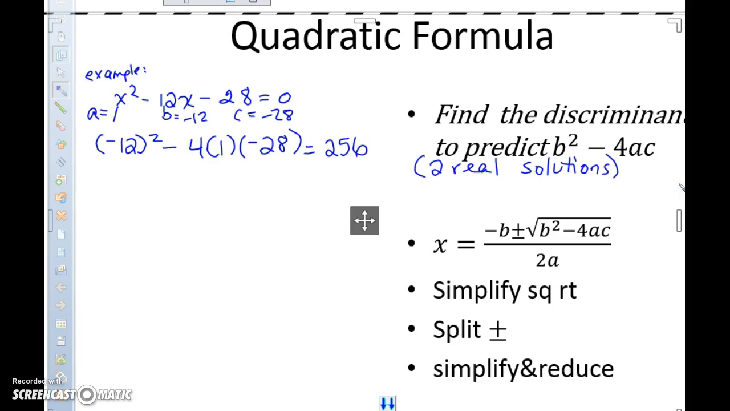Okay? So we're going to write down x equals, what's the opposite of b? 12. The opposite, see that little negative means opposite. Plus and minus. And like you said, we just did this. So we have 256 over 2 times a. So 2 times 1.